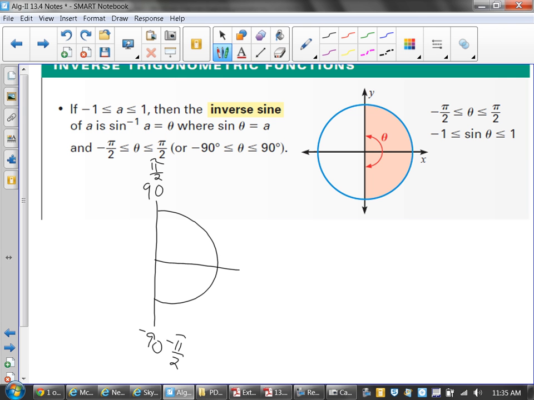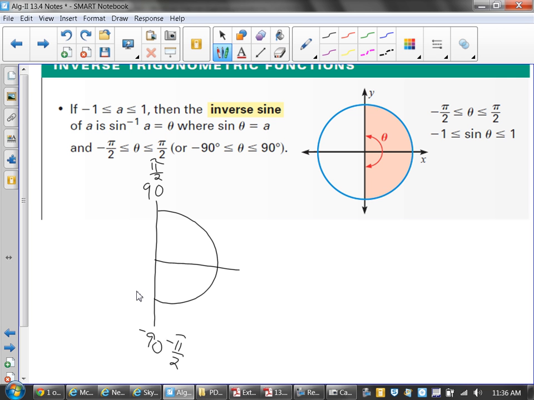Which means I can give an answer of what angle has an inverse sine of negative root 2 over 2. I can say that's negative 45 degrees, negative pi over 4. I can say those things now. I don't have to get the coterminal positive. I can use the negative angle. Okay? I'm okay using negative angles here.